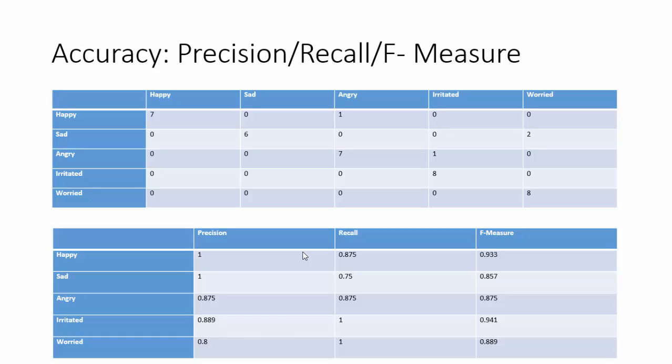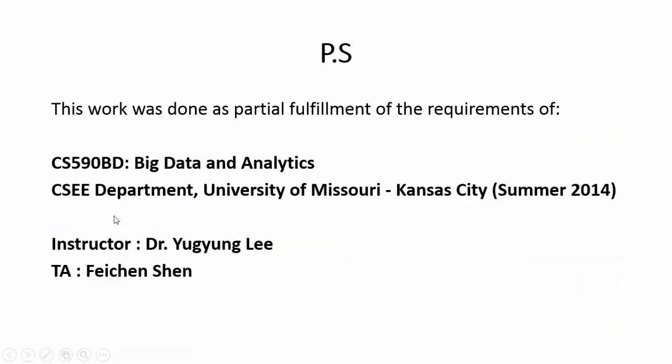Here are some of the accuracy calculations which we have made for precision, recall and F measure. On the whole, we have achieved 90% accuracy in our readings. This work was done as partial fulfillment of the requirements of the Big Data and Analytics course at the University of Missouri, Kansas City, under the esteemed guidance of Dr. Lee and Fai Chen Shen.